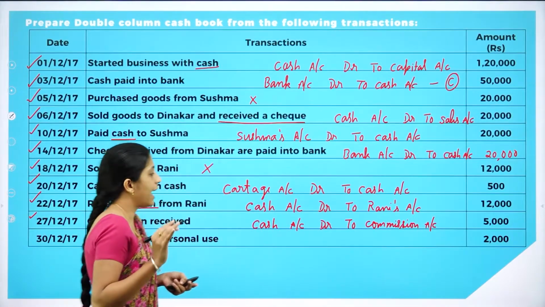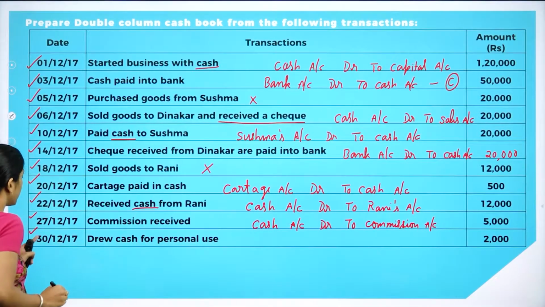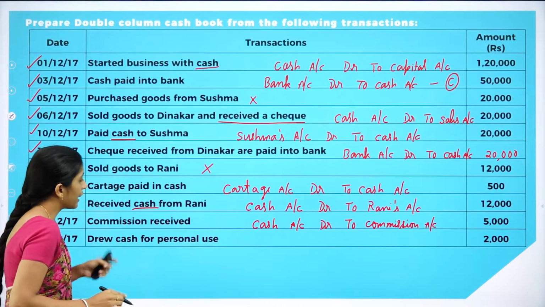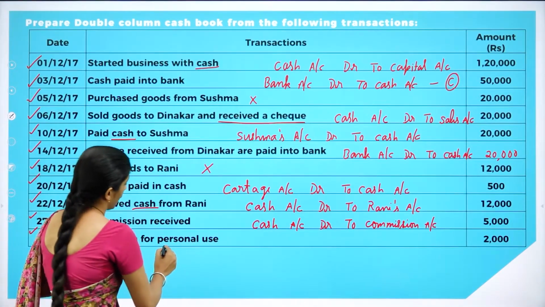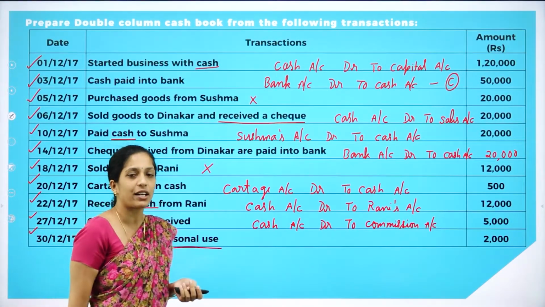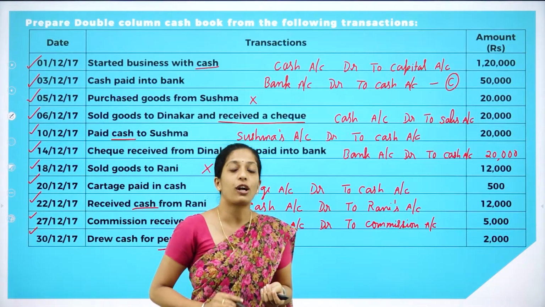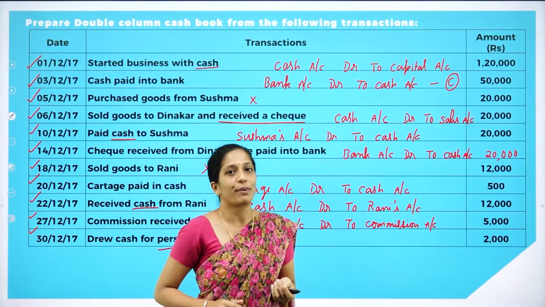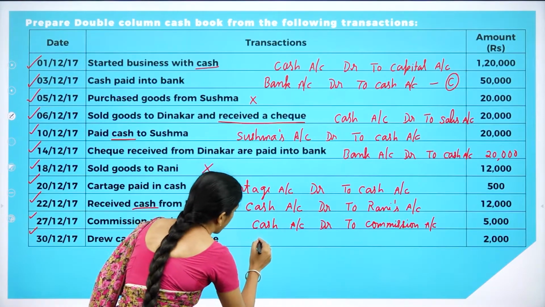Now moving on to the last transaction, that is 30/12/2017, drew cash for personal use. So when cash is withdrawn for personal use, what is it called? It is called drawings. So what would be your journal entry? Drawings account debit.